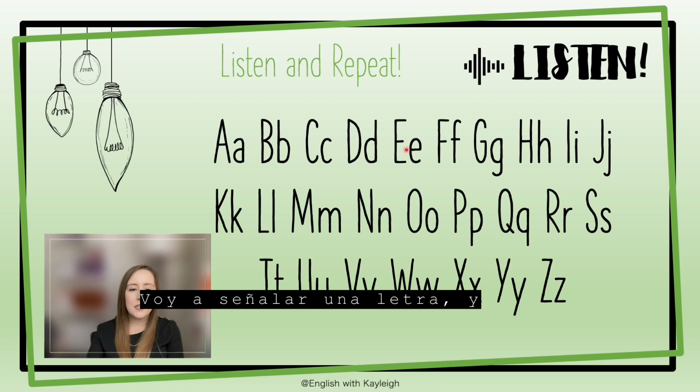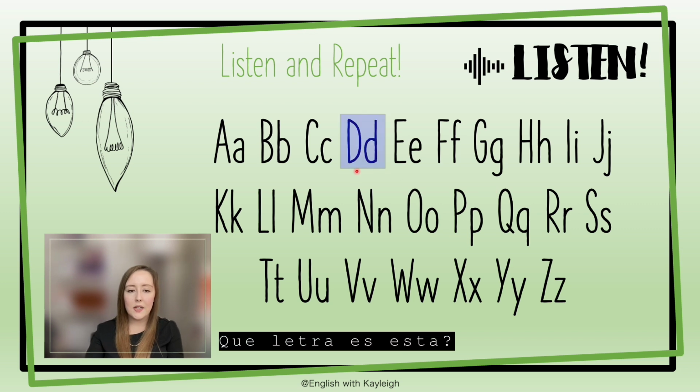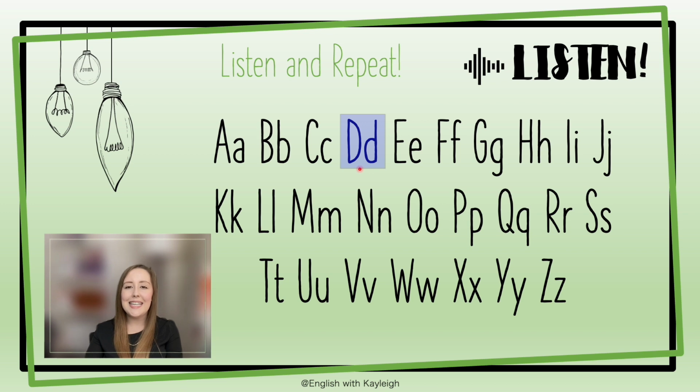I'm going to point to a letter and I want you to say the letter out loud. Okay, so let's try this one. What's this letter here? Good, D, D. Well done. Okay, let's try this one here. What's this letter? Good, P, P. Well done. Let's try this one here. How do we pronounce this letter? Good, W, W. Well done.